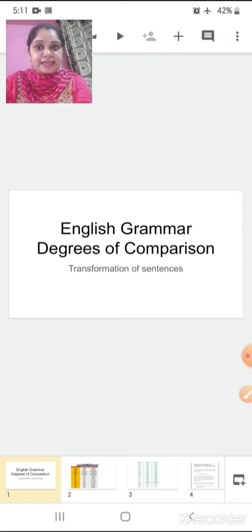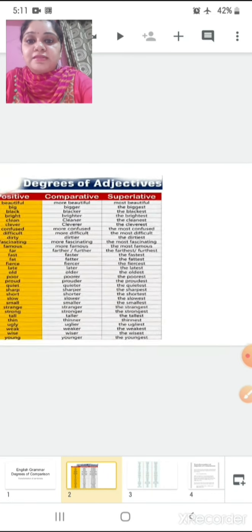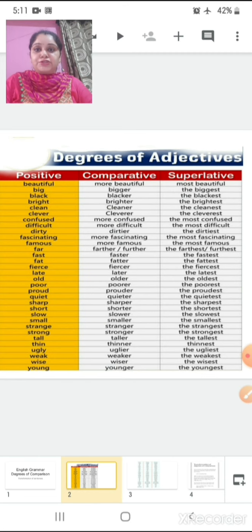Fine, I'll flash a slide and you check and then tell. Do you remember this topic? This slide will flash you and take you to a flashback. You all know the degrees of comparison for adjectives: positive degree, comparative degree, and superlative degree. These are the set of examples which will refresh the topic of degrees of adjectives in your mind.